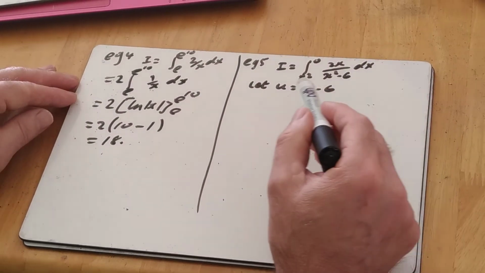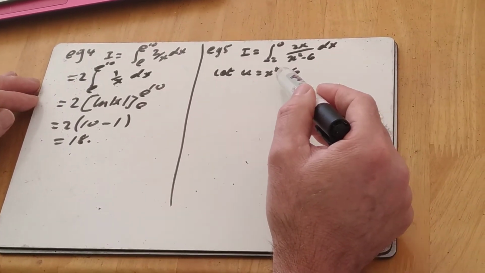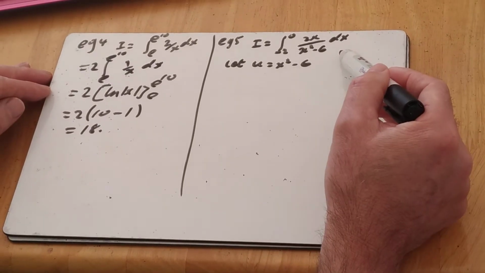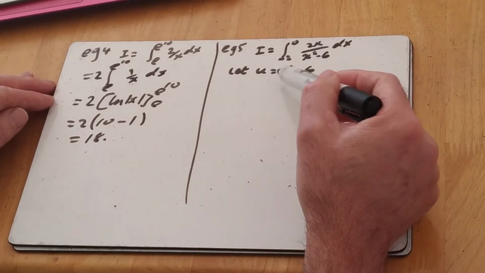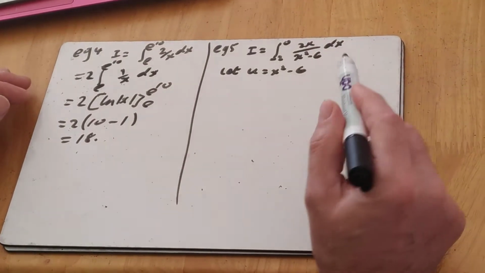Example 5 wants us to do a substitution. In reality, we don't necessarily have to do a substitution because I can do it by inspection. I can tell that the top is the exact differential of the bottom. I know the answer will involve ln of mod of x squared minus 6, and then put my values in and so on and so forth.